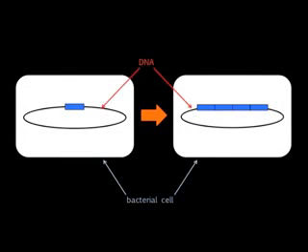The circle inside the cell represents all of its DNA, and the blue box sitting on the circle represents a specific gene. On the left side, there is a single copy of the gene in the DNA. However, on the right, there are 4 copies of that same gene.